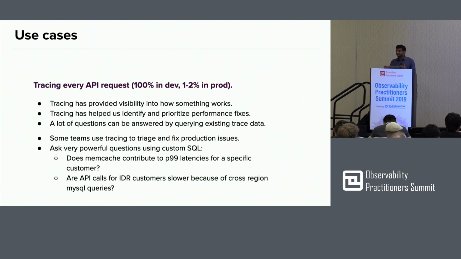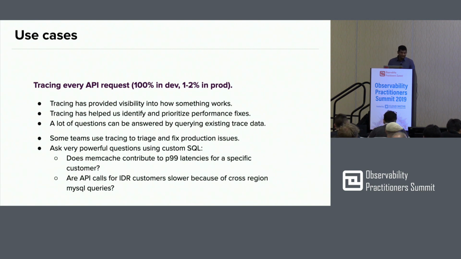So the perception of latency from memcache for a given customer is dependent on a specific endpoint and their use case. So what we were able to do is ask very pointed questions that you couldn't ask off of your data before, which is, hey, does memcache contribute to P99 latencies for this large customer, right? So for example, if we want to make our performance better for our largest customers, how much should I invest in memcache, right? Is memcache the right place to invest?